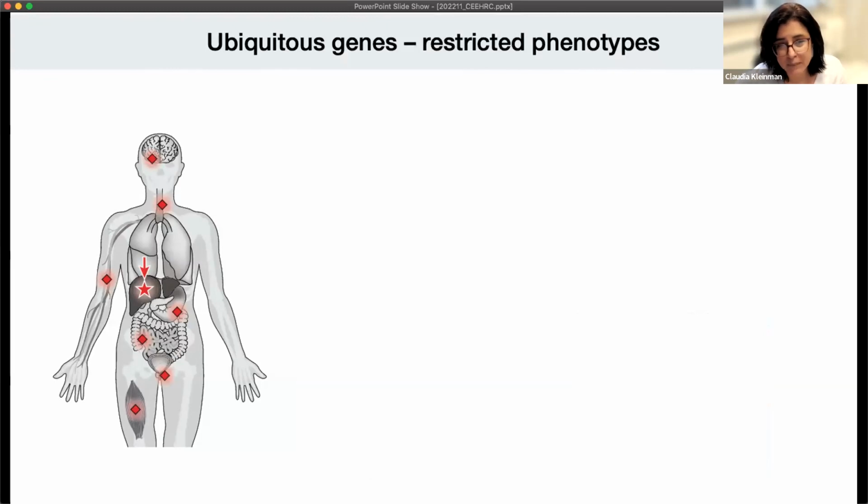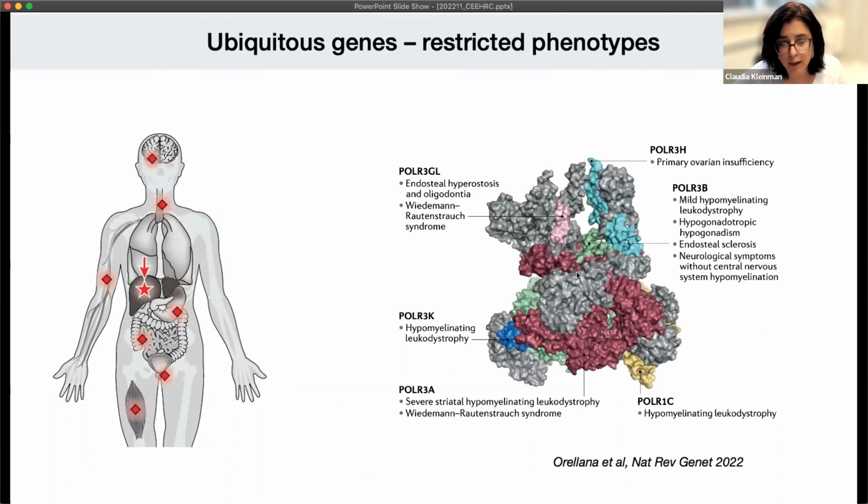One of the driving questions in the lab, and it's always puzzling, is why we have these ubiquitous genes, genes expressed everywhere, but the mutations produce a very restricted phenotype. At some time in the lab, we worked on RNA Pol III, for instance, which transcribes tRNAs and ribosomal RNAs, which are required in every single cell. But specific mutations in this context will give very defined phenotypes.